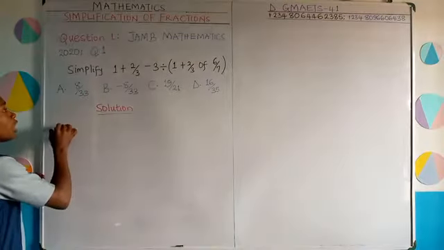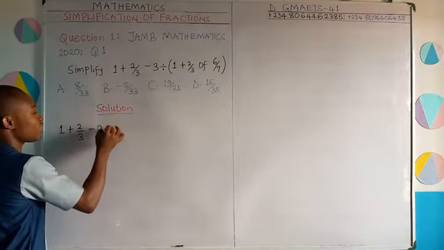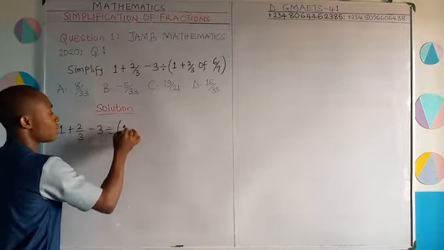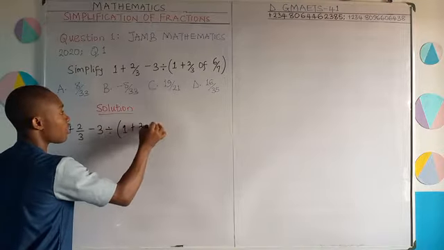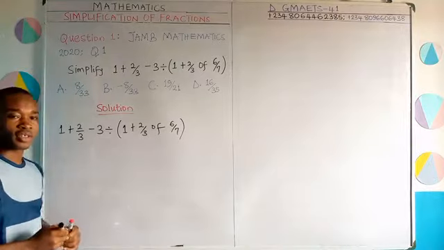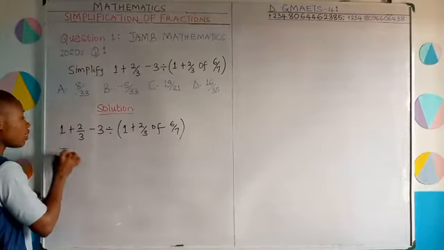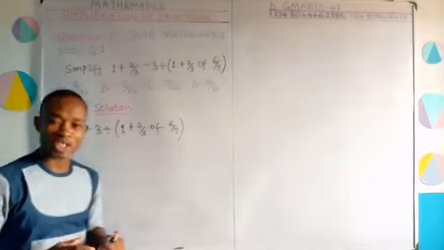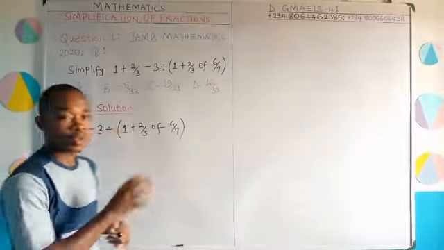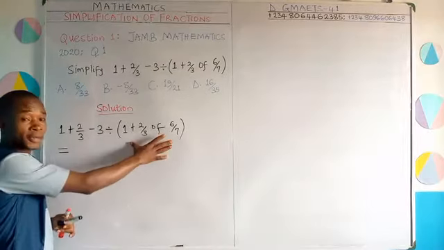We're given 1 plus 2 over 3 minus 3 divided by bracket 1 plus 2 over 3 of 6 over 7. This is the question given to us to simplify. Now we're going to proceed following the rule of BODMAS. You know you need to trash out the bracket first. So do we have brackets in this expression here? Oh yes, I've got this bracket here.